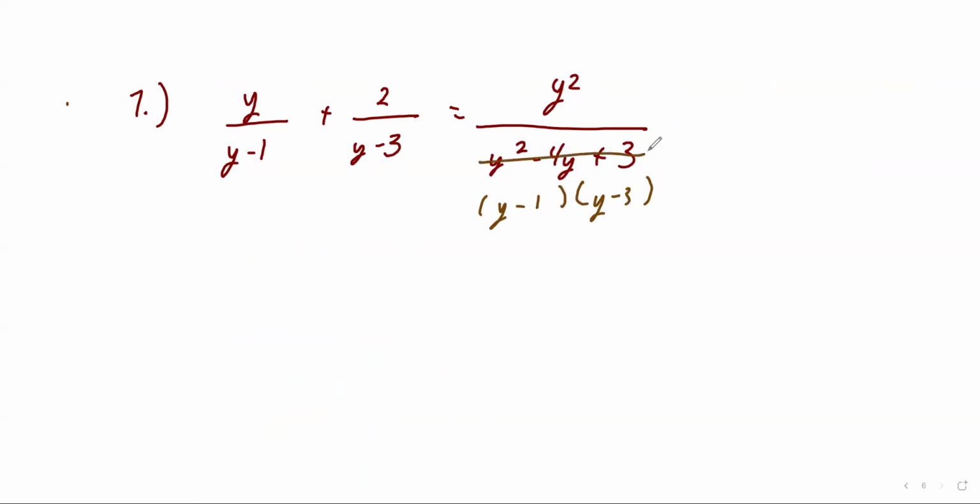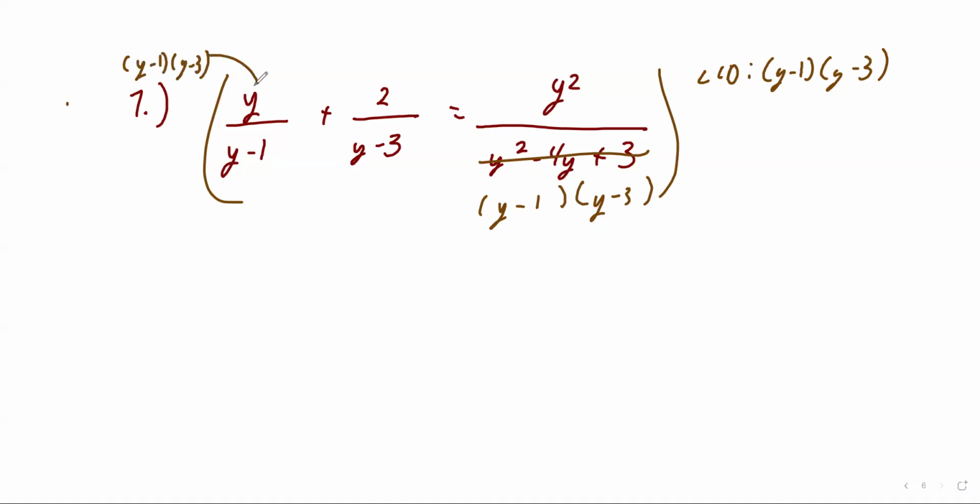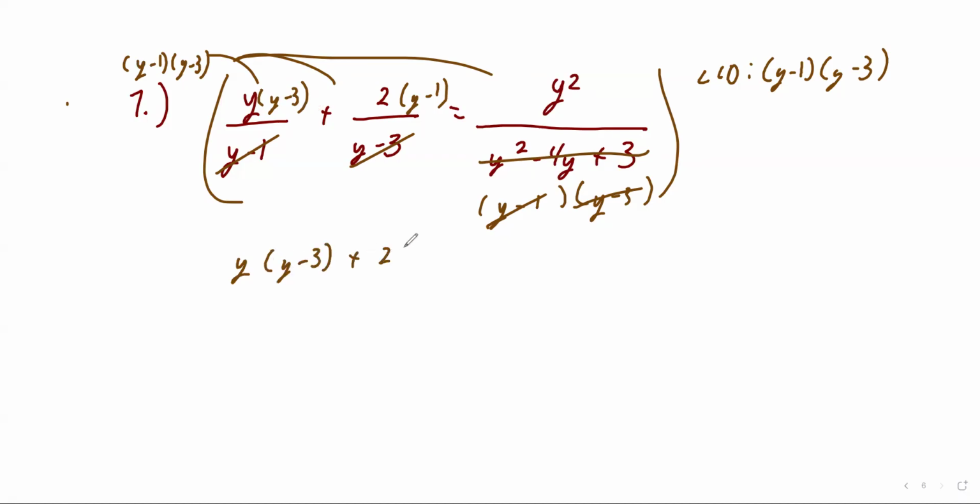So again, they were nice to us. Therefore, my least common denominator would be y minus 1 and y minus 3. Take that entire thing. Y minus 1 would cancel, and you're left with y minus 3. Y minus 3 would cancel, and you'd be left with y minus 1. Both of these would cancel, and I'm left with just y squared. So now I have y times y minus 3 plus 2 times y minus 1 equals y squared.